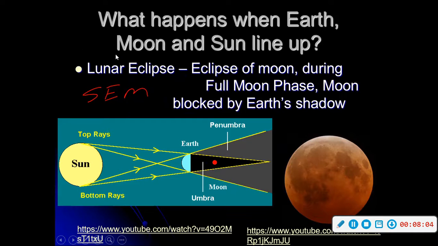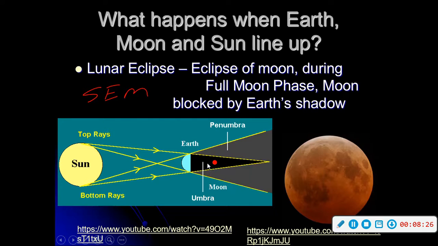Okay, what happens when the Earth, Moon, and Sun line up? So this is the first type of eclipse, the lunar eclipse, an eclipse of the moon during the full moon phase. The full moon, remember, is when it's Sun, Earth, Moon. The way you remember that is SEM. And it's basically the moon being blocked out by the Earth's shadow.